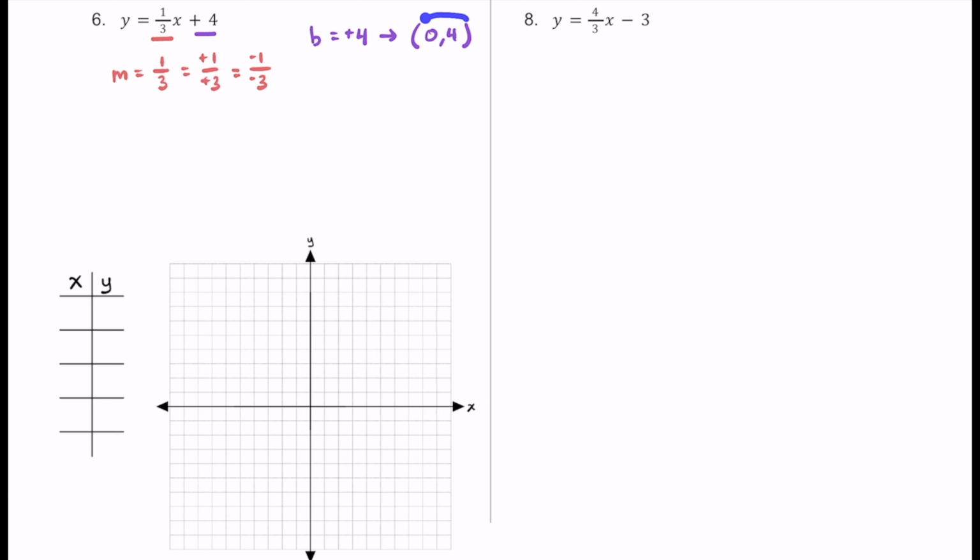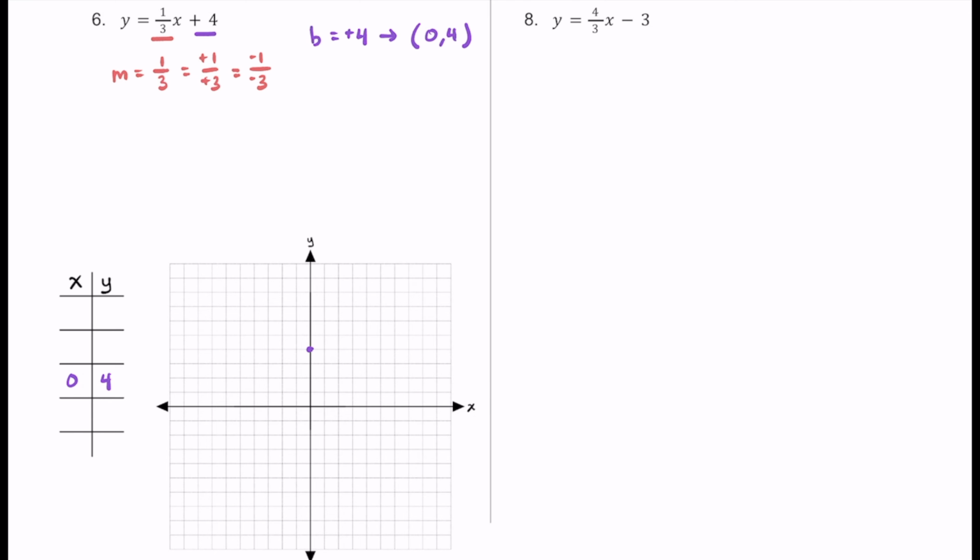So we like knowing what b is because that gives us a free point. Let's go ahead and plot that in over here. So that's going to be 0, comma 4. And I'm actually going to go ahead and just put it on the graph just so we have a reference point of where to begin.